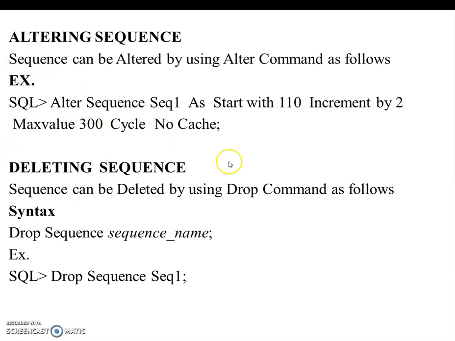After altering a sequence and performing a task, if I wanted to delete the sequence object from the database, then I can use a drop statement, and the syntax is drop sequence name. In this case, I have a sequence name of sequence1, so I can write the query as drop sequence1. After firing this query, this will delete sequence1 from your database.